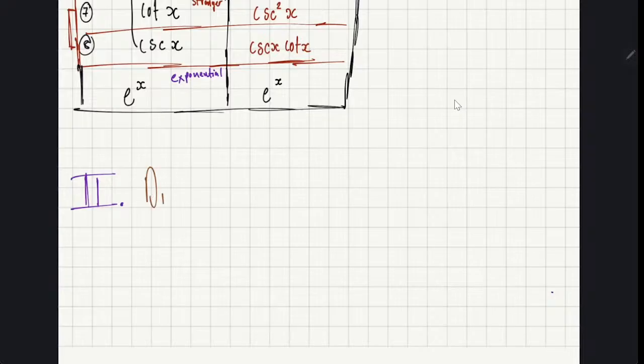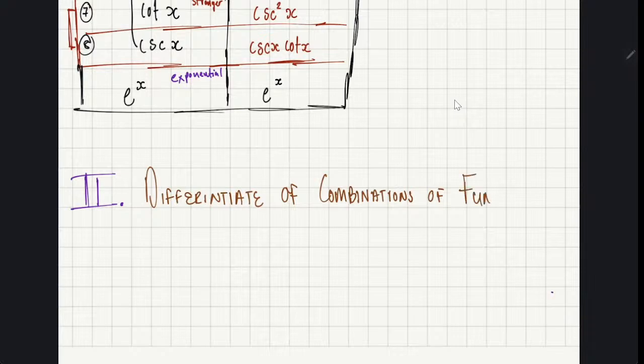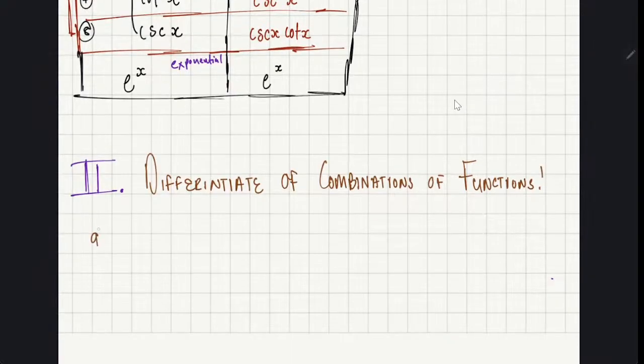So differentiation of combinations of functions. This is where the rules came from. Combinations of functions. So we do the first one. It is the product rule.